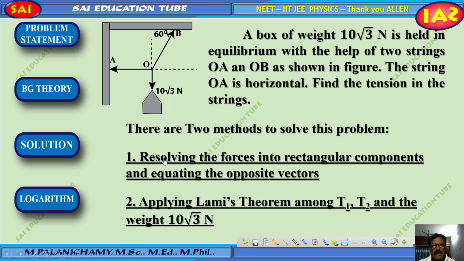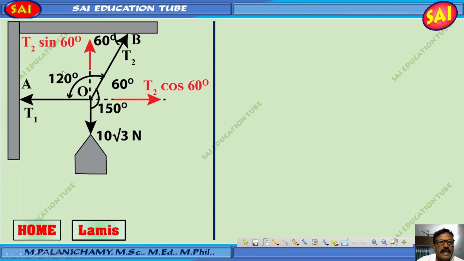Therefore, first let us see the first method. Here the diagram is neatly drawn. The tension in the string OA is T1 and the tension in the string OB is T2, and this T1 is horizontal. T2 can be resolved into two components. This is 60 degrees, this will also be 60 degrees. Therefore, the adjacent component is the cos component, T2 cos theta. Here is the opposite component. This component is T2 sin theta.